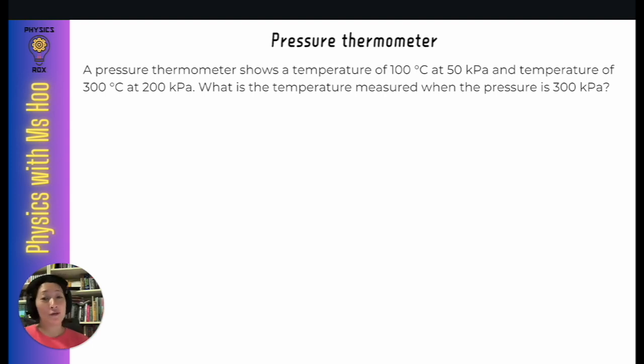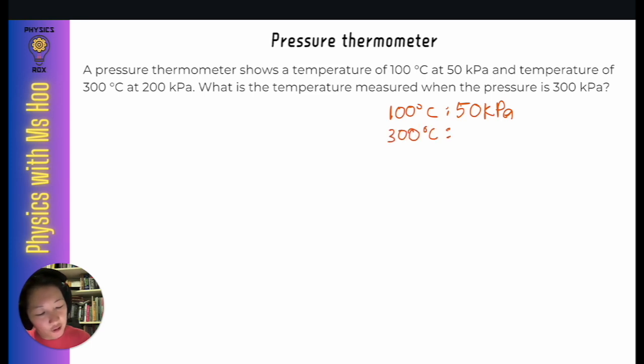So the first thing I like to do, which actually is good practice, is to write down the temperature with the matching value, in this case, the pressure. So at 100 degrees Celsius, the pressure is 50 kilopascals. And at 300 degrees Celsius, pressure is 200. The question is asking for the temperature measured, that means the unknown temperature, at 300 kilopascals. So for the unknown temperature, I'm going to represent it with theta. And the equivalent pressure is 300 kilopascals.